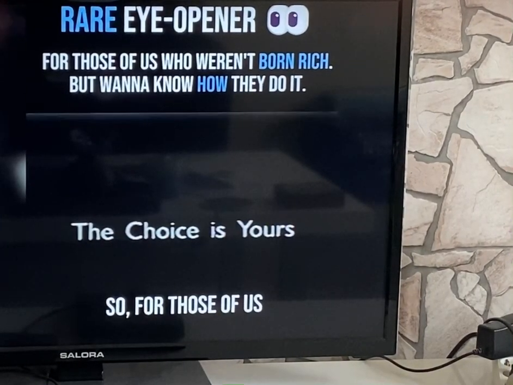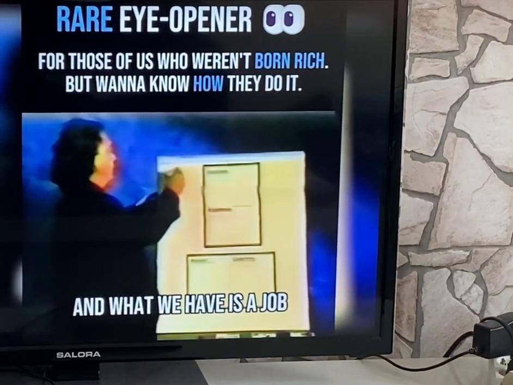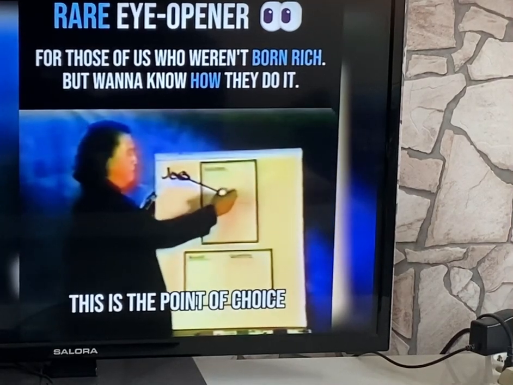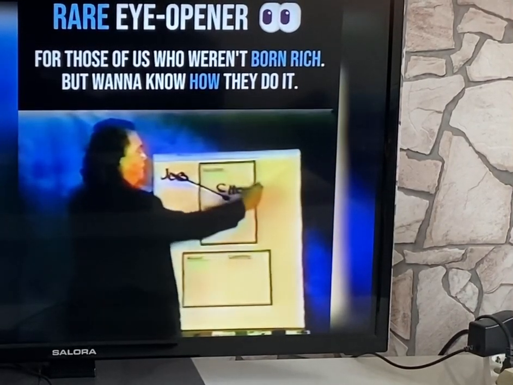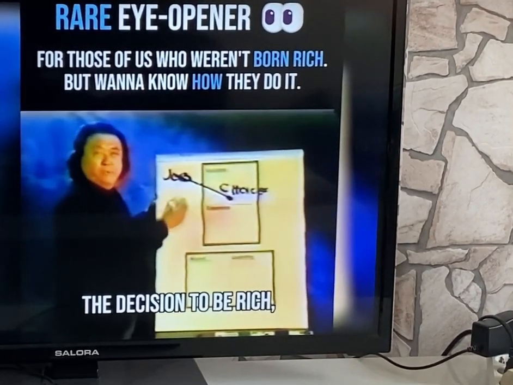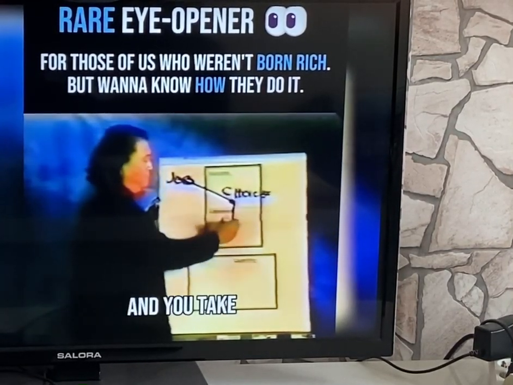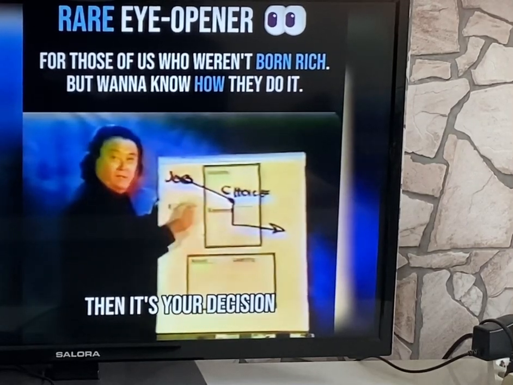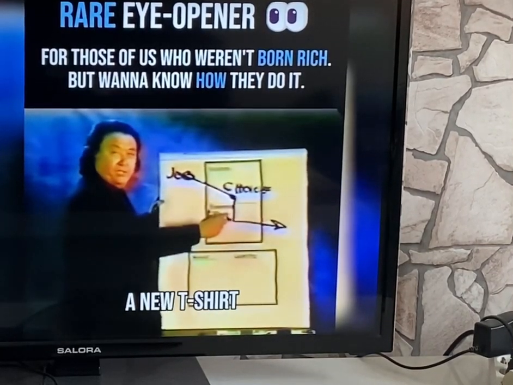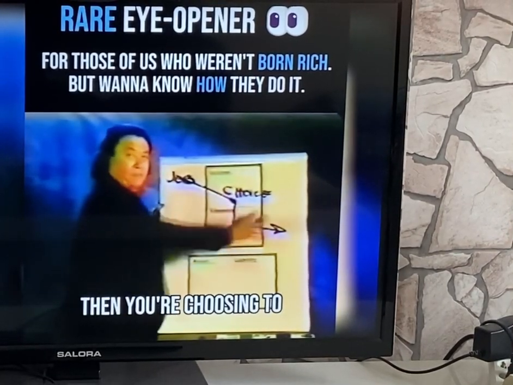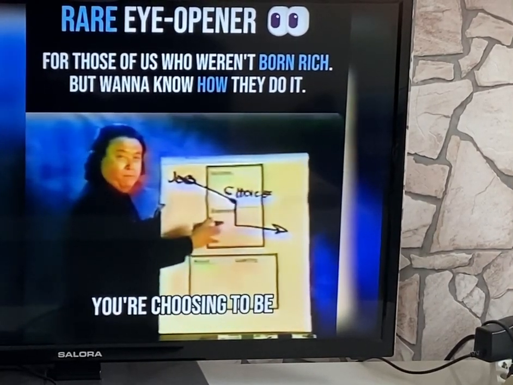So for those of us who weren't born rich and what we have is a job, every time money comes in, this is the point of choice. This is where you make the decision to be rich, poor, or middle class. If when this dollar comes in you take the dollar out this way, then it's your decision. If you go and buy yourself a new t-shirt, cappuccino, a new lunch, then you're choosing to expense it right out. You're choosing to be a poor person.